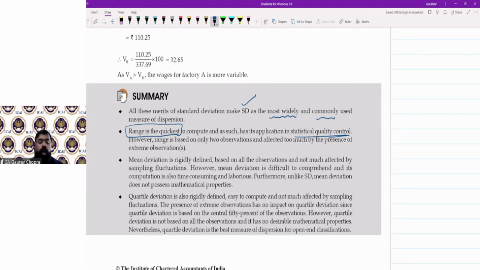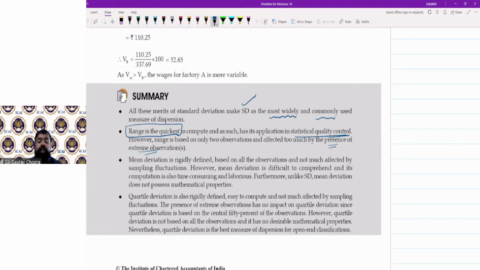However, range is based on only two observations. सिर्फ दो ही observation पर based होगा. Therefore, it will get affected due to presence of extreme observations. तो extreme observation का range पे सबसे ज्यादा effect पड़ता है.